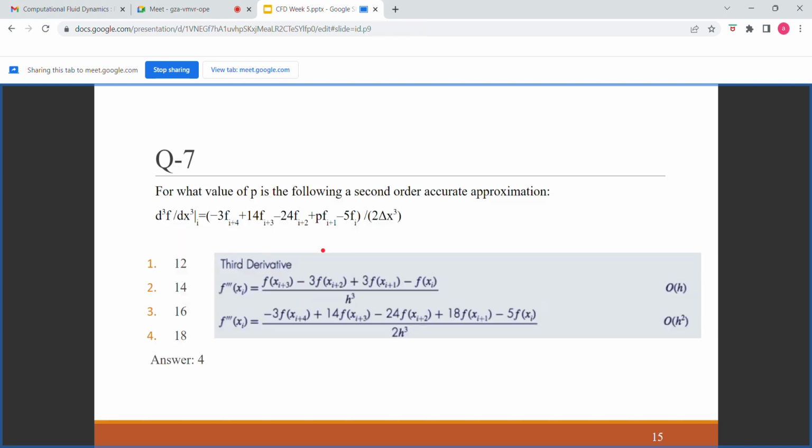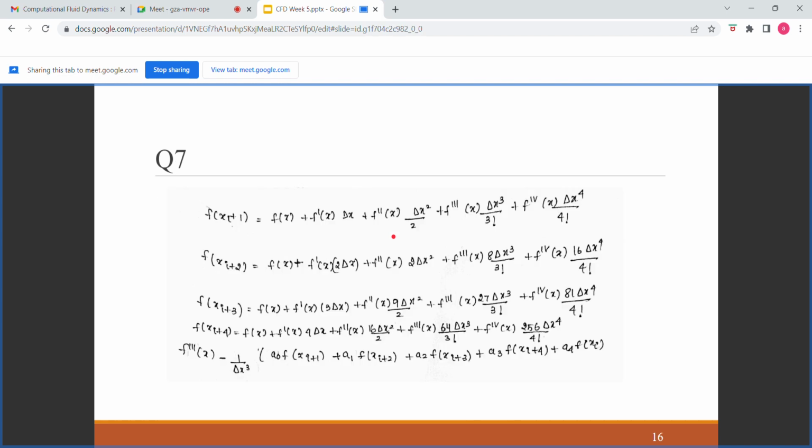First we'll identify what are all the points that are considered while solving this equation. That is f of i plus 4, f of i plus 3, f of i plus 2, f of i plus 1, f of i and delta x cube. So we'll use all these, f of i plus 1, f of i plus 2, f of i plus 3, f of i plus 4. By using Taylor's approximation, we'll first derive or expand these things.